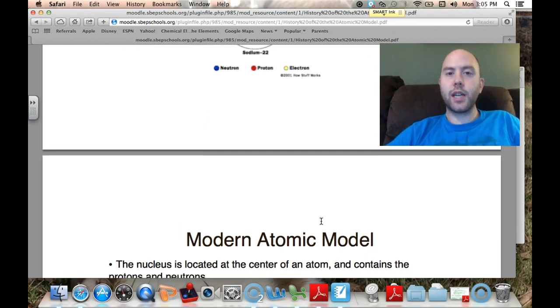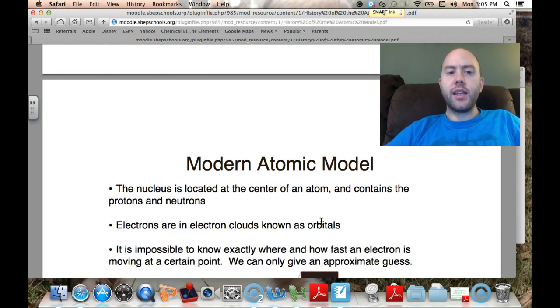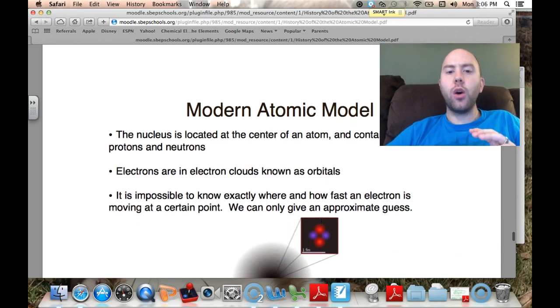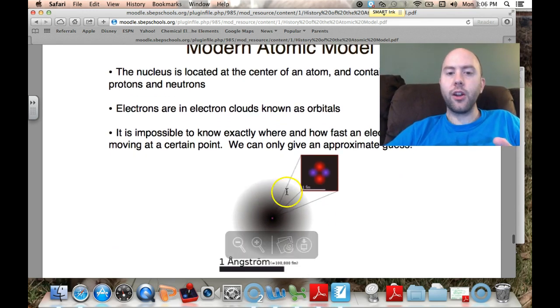Now in the modern atomic model, so this is starting probably a little bit later on, maybe the 40s or so, we're discovering that yes, the nucleus is still the center, and in the nucleus we have protons and neutrons, but the electrons are not. The electrons are not in energy levels. They're in orbitals, or sometimes they're called electron clouds. Kind of like here, it looks like a cloud.